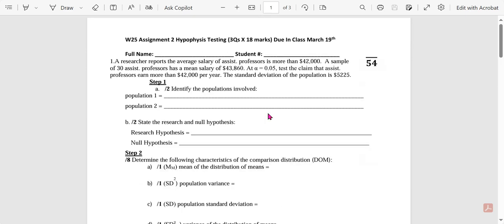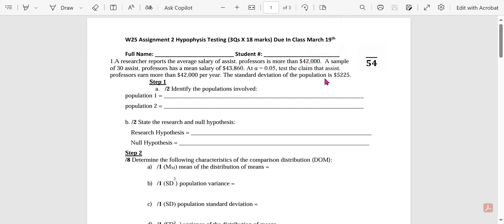Okay, so let's have a look here. A researcher reports the average salary of assistant professors is more than $42,000. A sample of 30 assistant professors has a mean salary of $43,860 at an alpha of 0.05. Test the claim that assistant professors earn more than $42,000 per year. The standard deviation of the population is 5,225. So, the researcher reports the average salary is more than, right? So what direction is that going to be for this particular question?